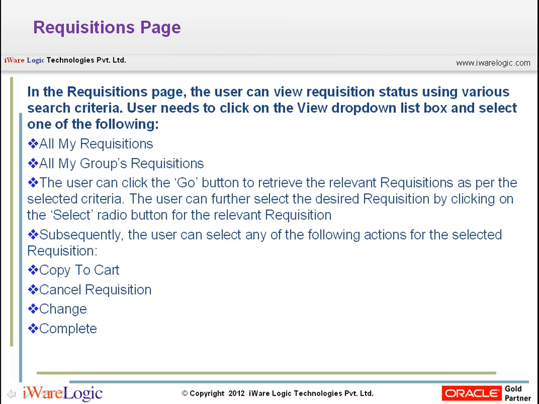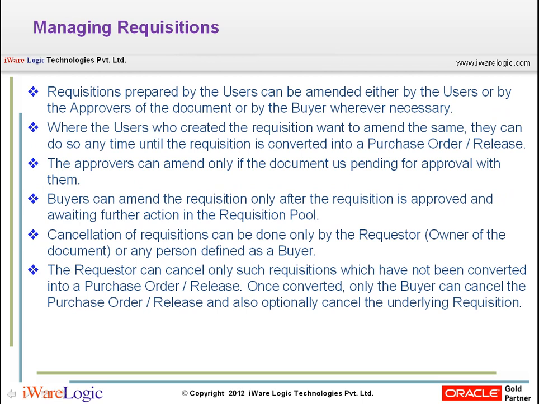In the requisition page, the user can view the requisition status using various search criteria. The user needs to click on the view drop down list box and select one of the following. He can select all my requisitions or all my groups requisitions. The user can click on the Go button to retrieve the relevant requisitions as per the selected criteria. The user can further select the desired requisition by clicking on the Select radio button for the relevant requisition. Subsequently, the user can select any of the following actions for the selected requisition: copy to cart, cancel requisition, change requisition, and complete requisition.